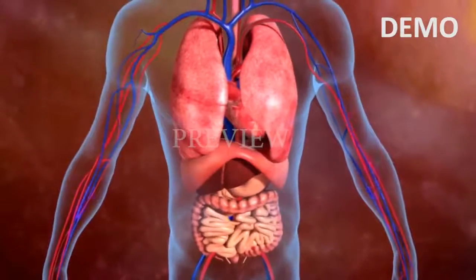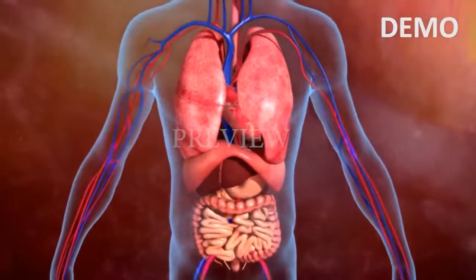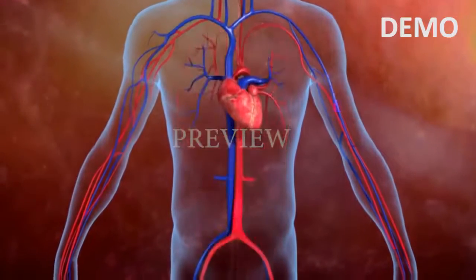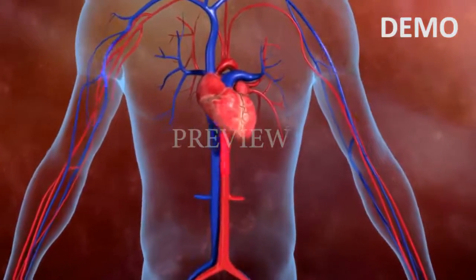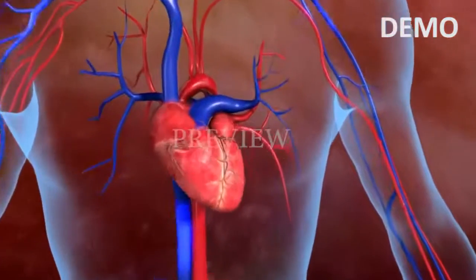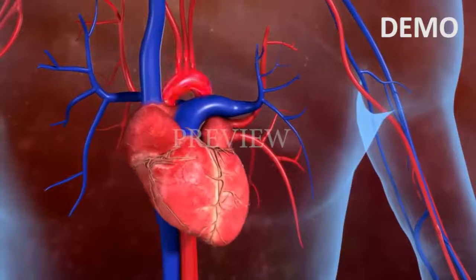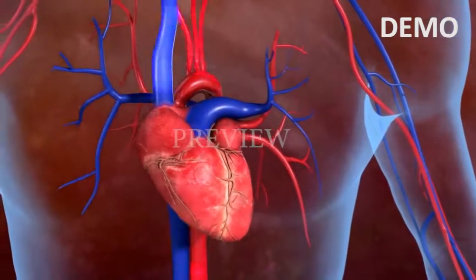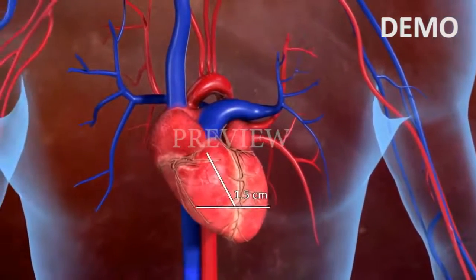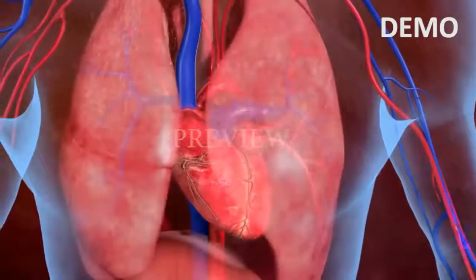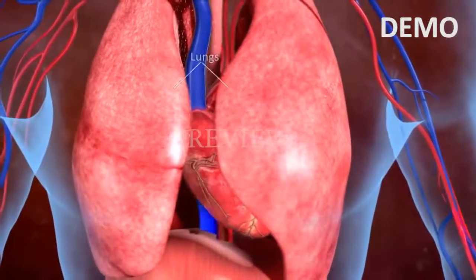The human body is made up of many organ systems, and the heart, which is a muscular organ, forms a part of the circulatory system. The heart is about the size of a fist. Its lower end tilts about 1.5 centimeters to the left, and it is located between the lungs.